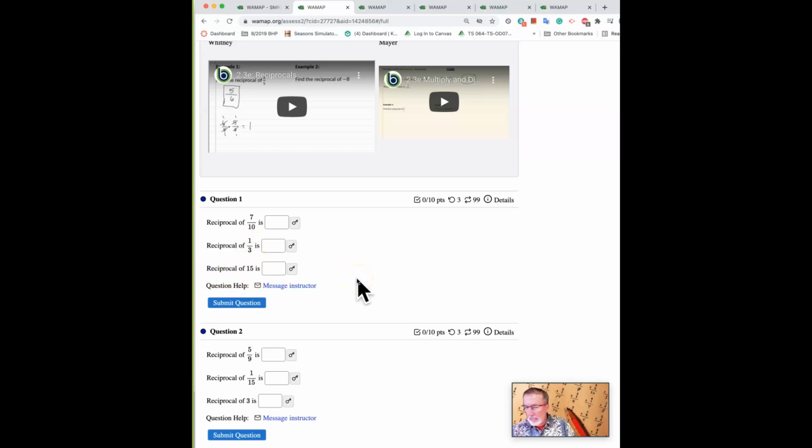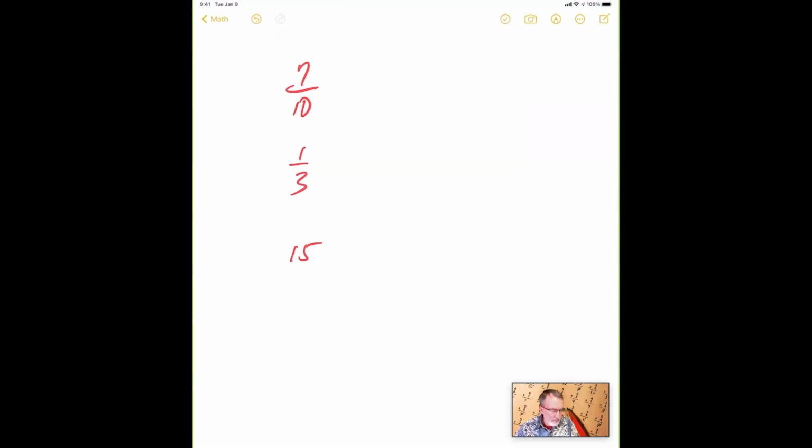All right, so let's take a look at these on the tablet and see how far we get. 7/10, 1/3, and 15. And this may be the easiest math lesson you've ever had. Reciprocal is, in terms of a fraction, just the inverse of the fraction. You put the numerator, use that as the denominator, and the denominator becomes the numerator in the reciprocal. And this is going to make more sense when we start doing division of fractions.